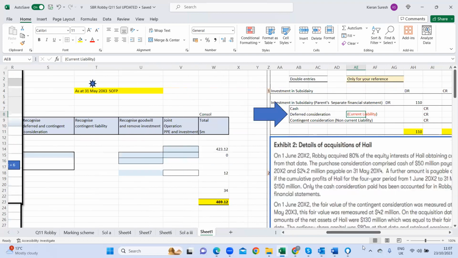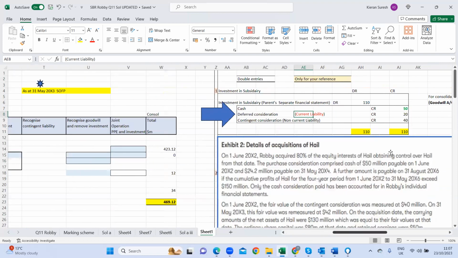So we credit the current liability, deferred considerations, 20. Then the contingent consideration: the fair value was 40, which we have already done in the goodwill calculations. That needs to be credited too. It was 4 years away, so it has to be a non-current liability. So I'm going to process these entries first.